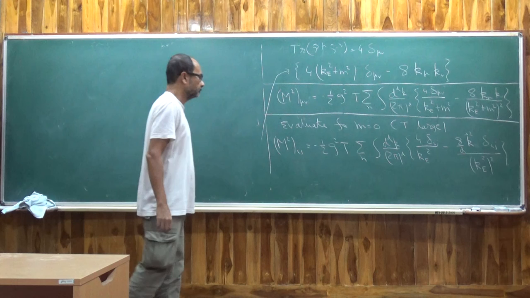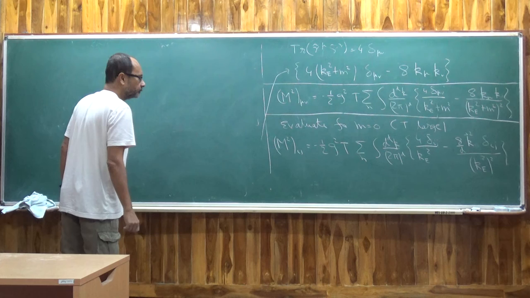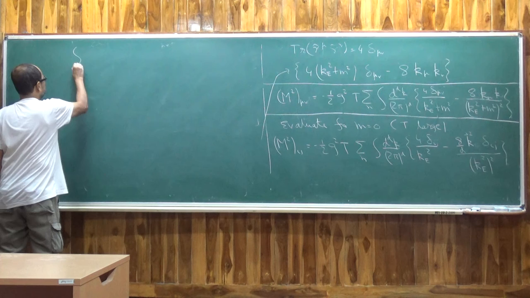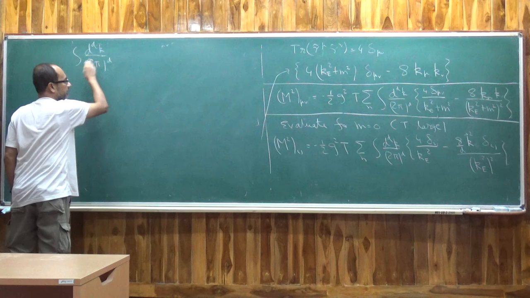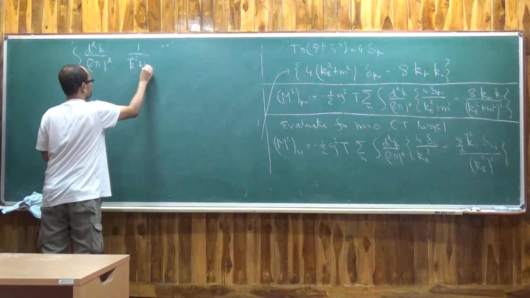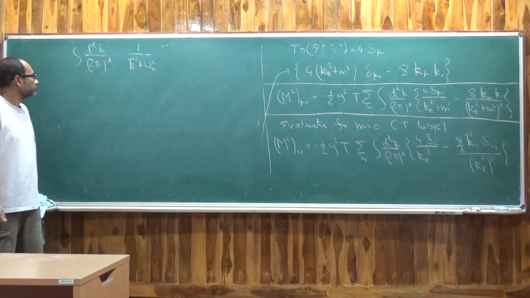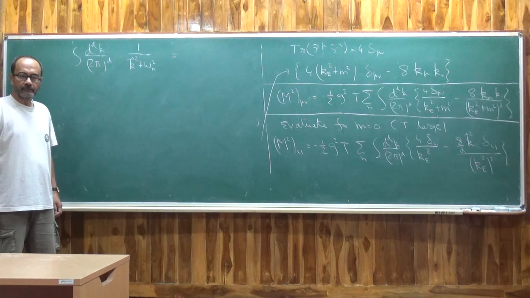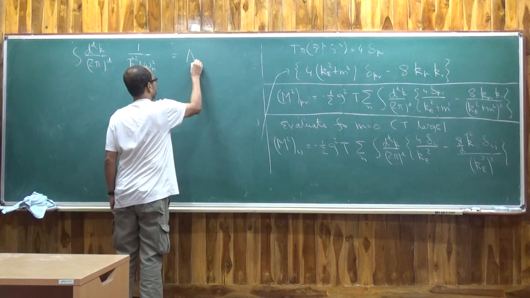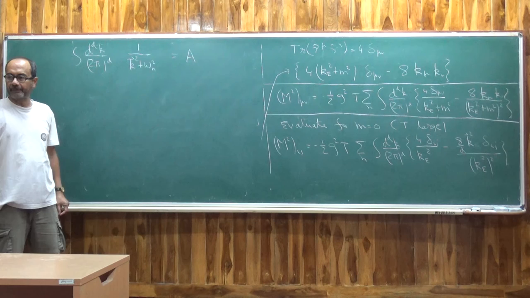Okay, so now let's look at this integral: d^d k over 2 pi to the d, 1 over k square plus omega n square. This can be evaluated in dimensional regularization; we had given the formula explicitly. But let's just look at its dependence on omega. It's some constant. You can in fact check that it's a finite constant in the d goes to 3 limit, so there is no divergence here.